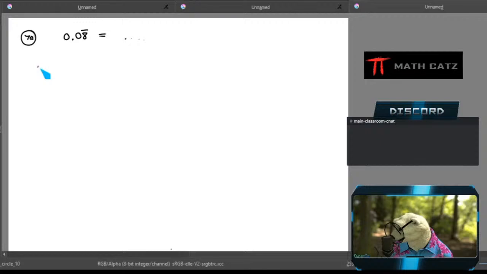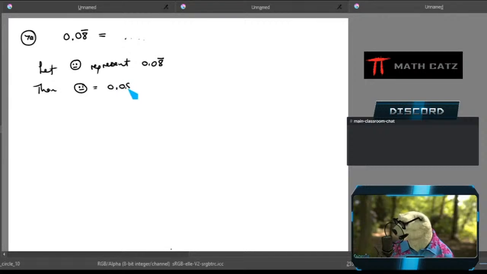Well, I'm doing the same thing. I'm going to pick a symbol. I'm not sure about this one. Let's go meh face. Not sure. Not quite smiley face, but I'll have a symbol to represent this decimal number. Then, of course, my symbol equals the decimal number. They are the same, just different versions of the same thing.